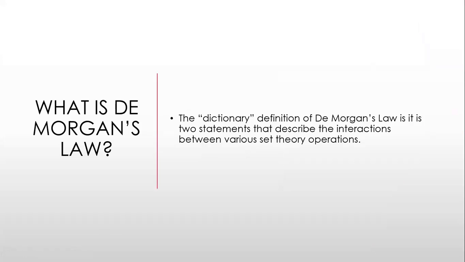De Morgan's Law is two statements that describe the interactions between various set theory operations such as union, intersection, and complement.